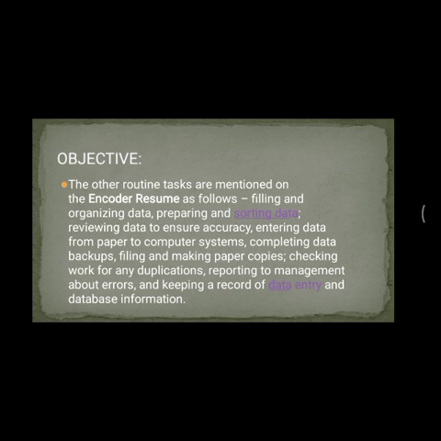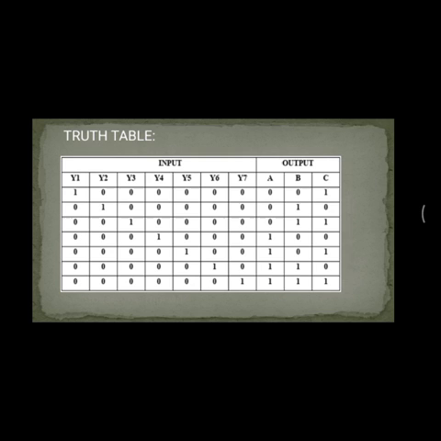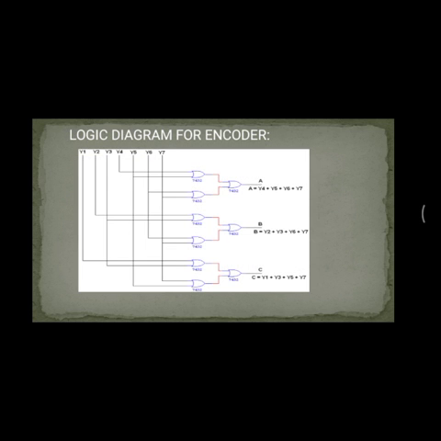This is the truth table of an encoder. Logic diagram of an encoder. Next we are going to see about decoder.